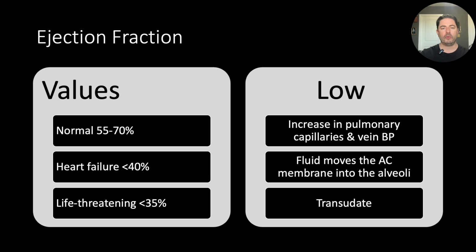So low values increase the blood pressure in the pulmonary veins and the pulmonary capillaries. So if I increase the pressure there, it will push the fluid from the capillaries into the alveoli, and we end up with what's called transudate. Transudate is a type of fluid that accumulates in the body cavity, and we will talk about the specifics of what transudate is when we get into pleural effusions. We'll break down what transudate is.